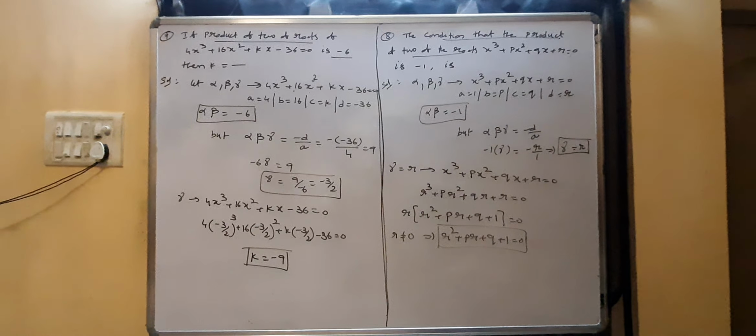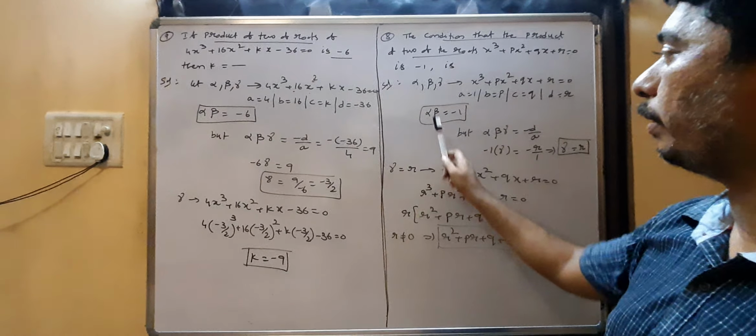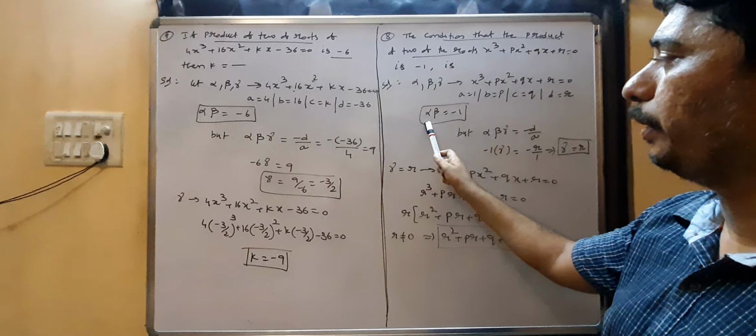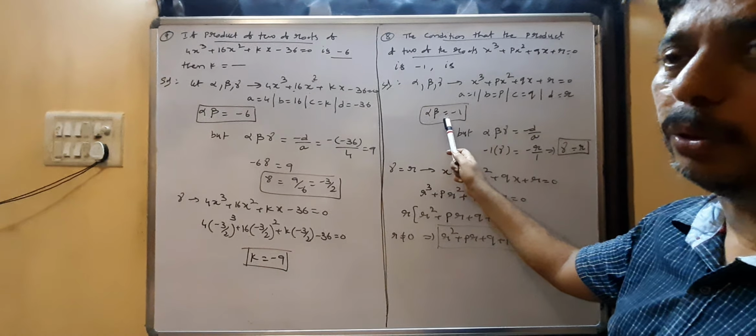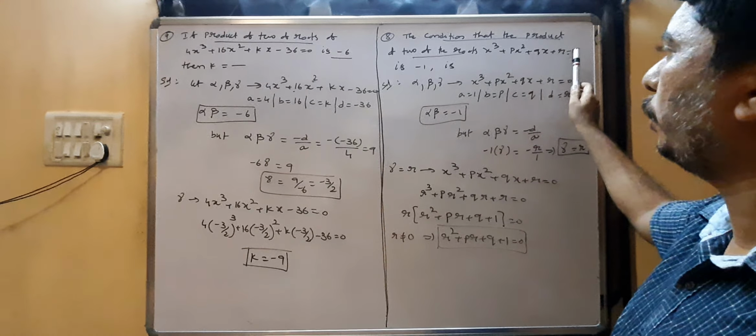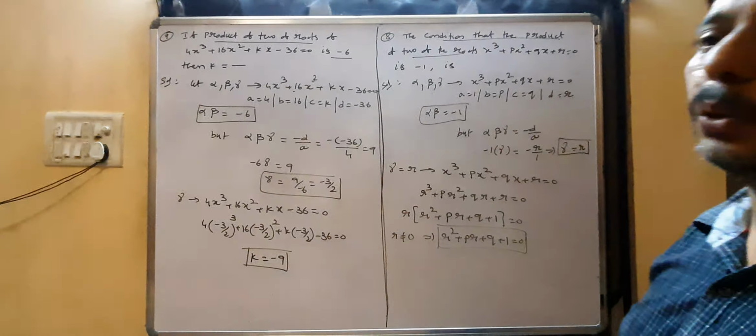Here r is not equal to 0 taken, since the product of the two roots is minus 1. That means alpha should not be equal to 0, beta also not equal to 0, and gamma I got it as r. If r were equal to 0, it means x equal to 0 would be a root.